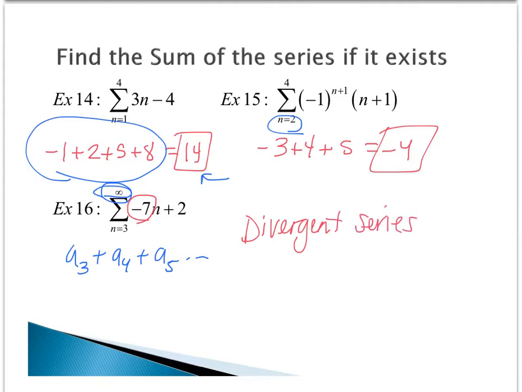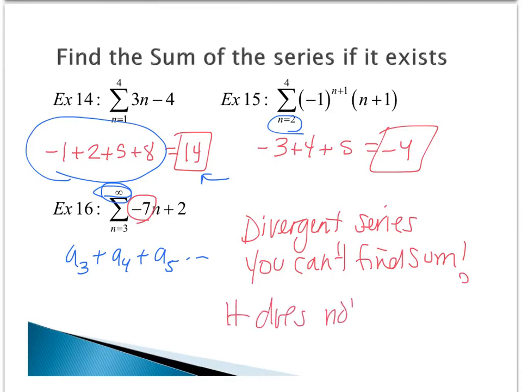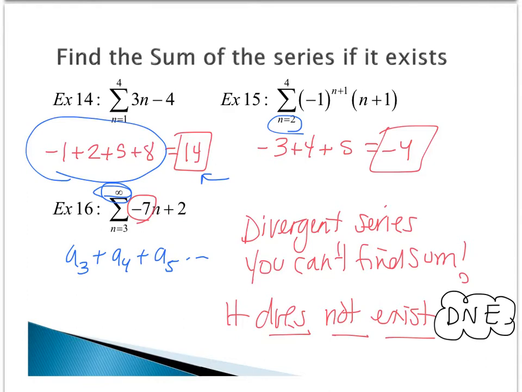When we are dealing with divergent series, you can't find the sum. It doesn't exist. We say that it does not exist because it does not approach a specific value. An acronym that we use for does not exist is DNE. So you can either write does not exist or DNE. You do not want to write infinity.